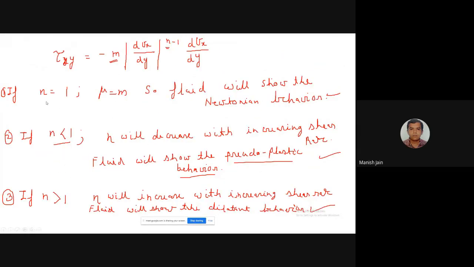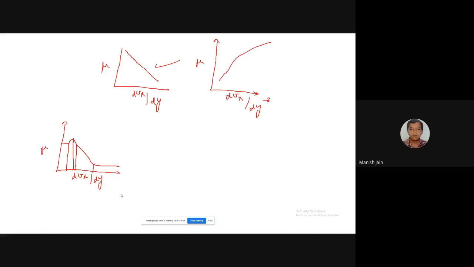Now in the power law model, if n equals 1, mu equals m, so it will show the Newtonian behavior. If n is less than 1, then eta will decrease with increasing shear rate. That means it will show the pseudoplastic behavior, meaning the fluid will become thinner when you increase the flow rate. If n is greater than 1, the fluid will become thicker, and the viscosity will increase with increasing flow rate. This is called the dilatant fluid.